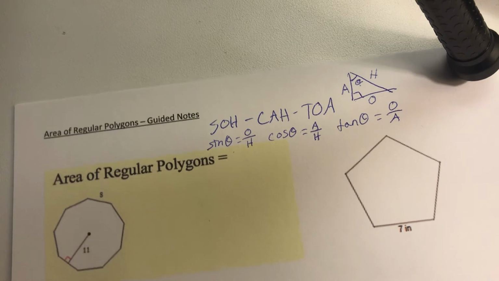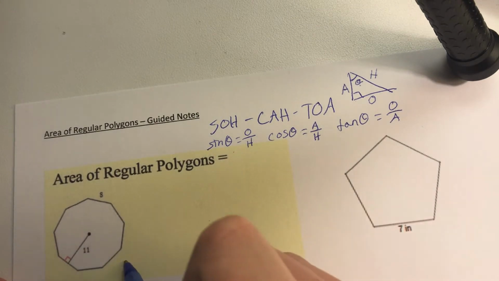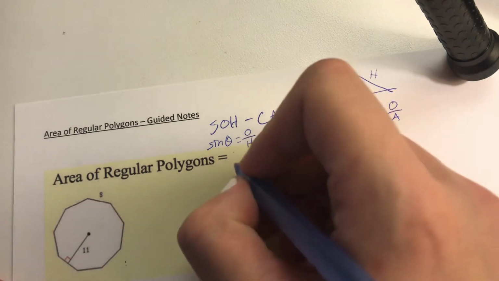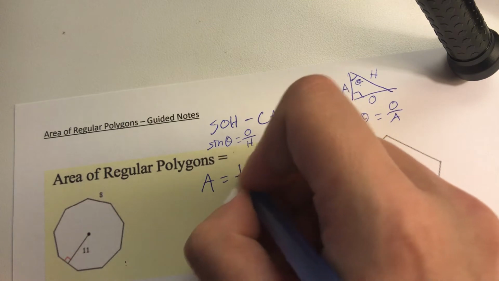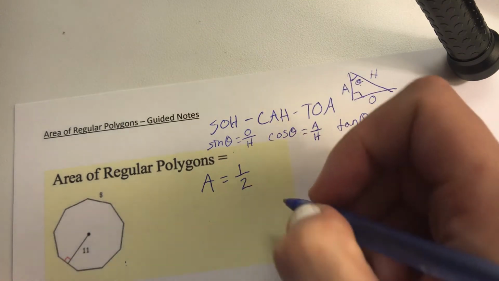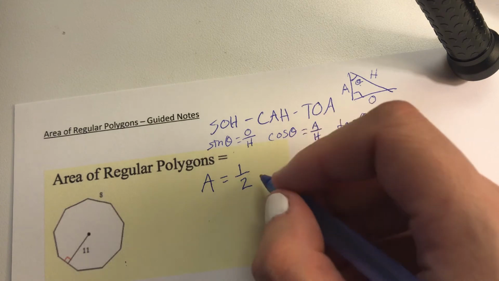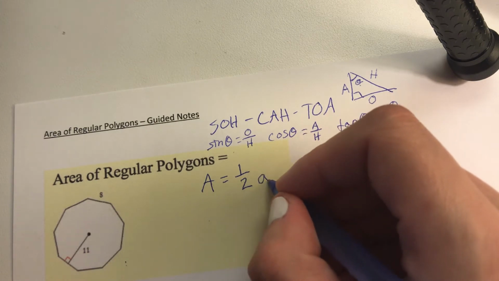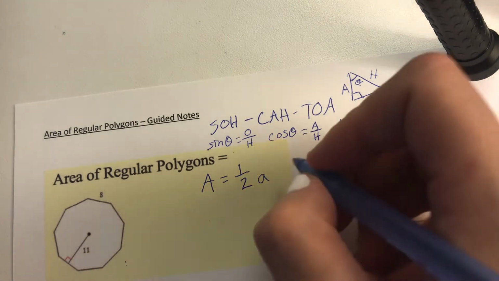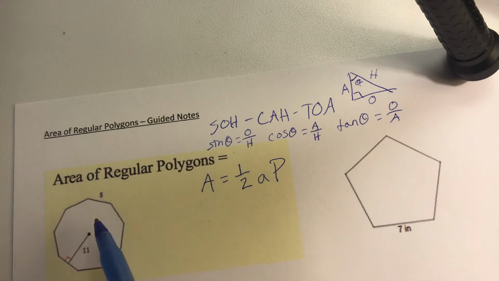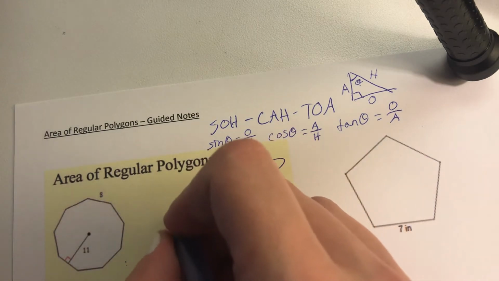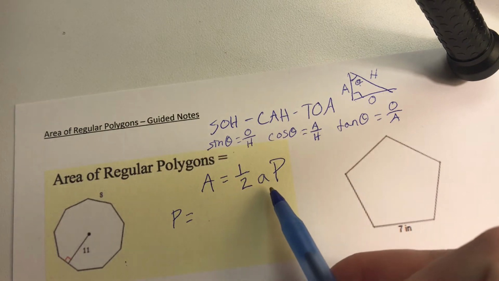Okay, so let's look at this first example: area of regular polygons. The formula for this is A is equal to 1/2 times the apothem, which is a new vocab word, times your perimeter. The perimeter is the distance around whatever shape I'm looking at. So let's find the perimeter, and then we'll talk about what an apothem is.